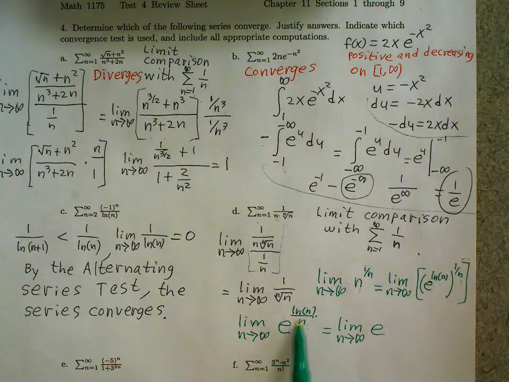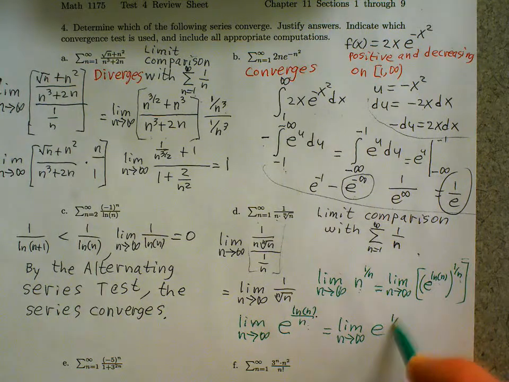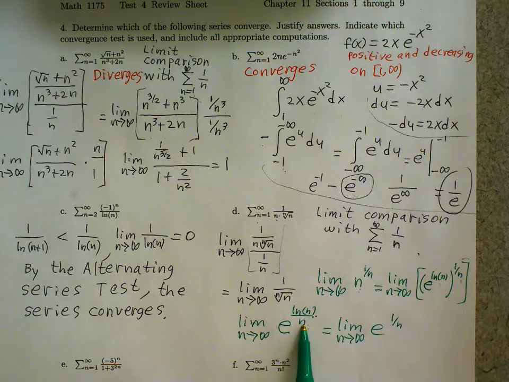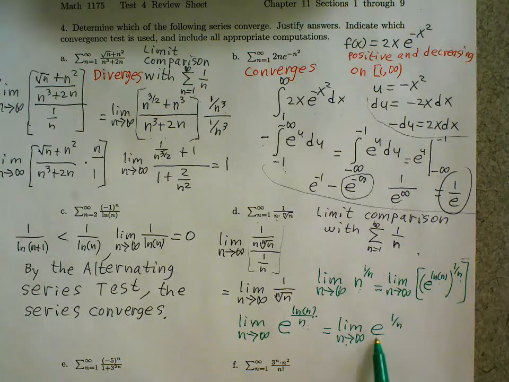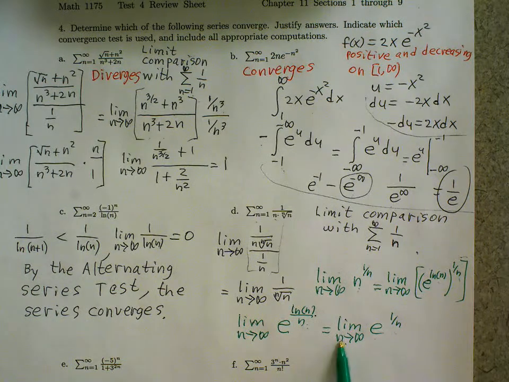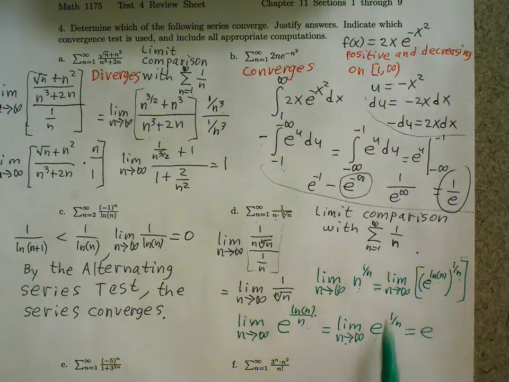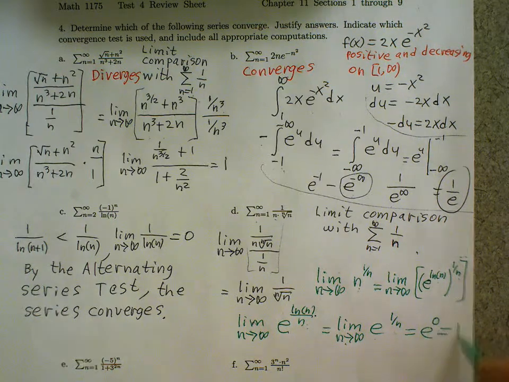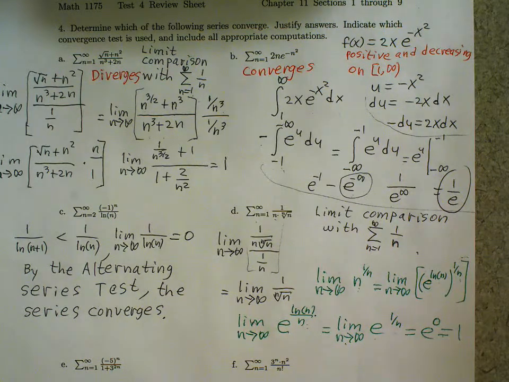So when we use L'Hopital's rule, the derivative of the natural log of n is 1 over n. The derivative of n with respect to n is 1. So we have the limit of e to the 1 over n. And as n goes to infinity, the exponent 1 over n goes to 0. And e to the 0 equals 1. So this limit equals 1.